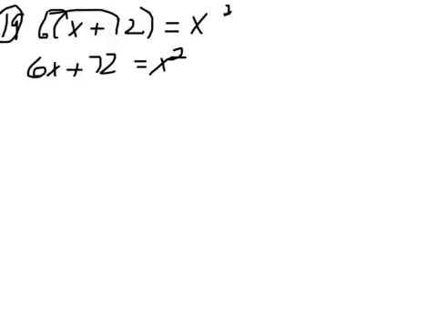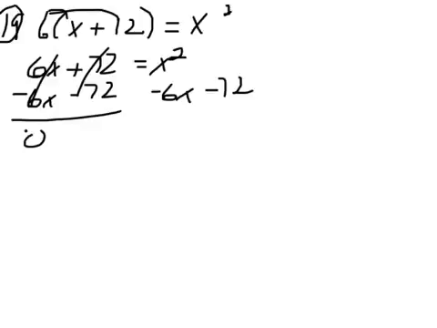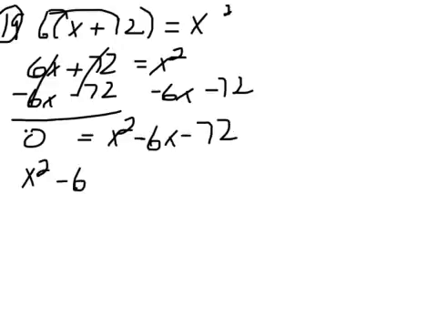Now I want a positive x squared term, so I'm just going to move these to the other side. I'm going to subtract 6x to move it over and subtract 72 to move it over. And these are going to add up to 0, because they all cancel out. So I'll have 0 equal x squared minus 6x minus 72. And I just like seeing it on the left-hand side, so I'm going to switch the sides here. Okay.